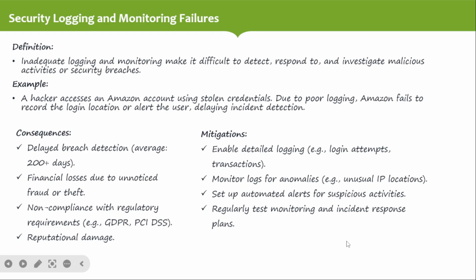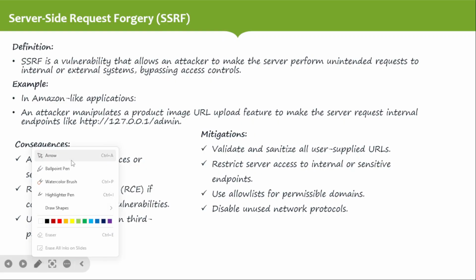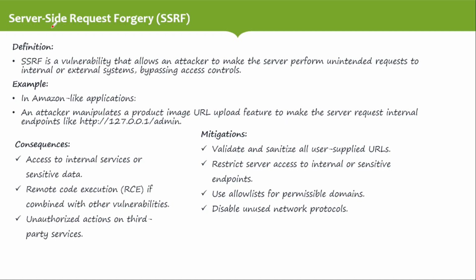So coming to the last vulnerability of the OWASP Top 10, that is Server-Side Request Forgery. In the name itself we can see it is where the attacker tries to send a request to the server that can be loaded at the internal system of the server. Let us see the definition of it first.